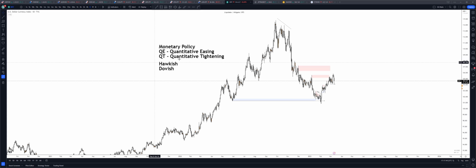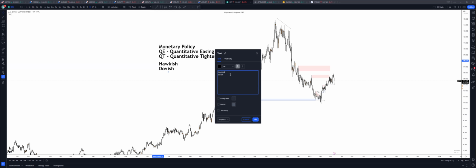Hawkish means bullish for that currency. So when we say DXY is hawkish, it means bullish. And dovish means obviously the opposite, bearish. So what makes it more bullish and what makes it more bearish, more dovish? It is the interest rate.